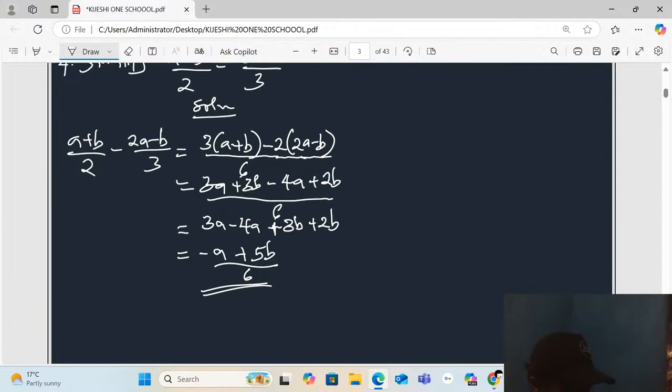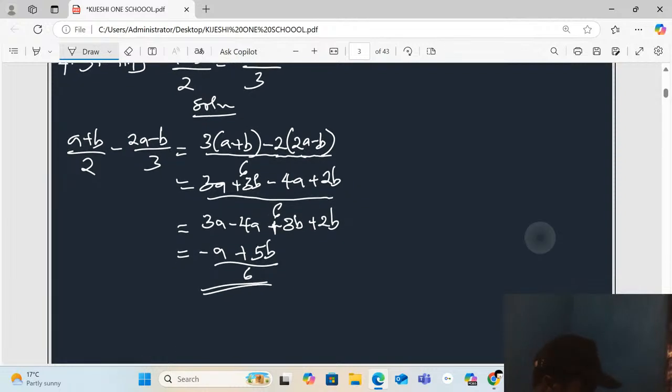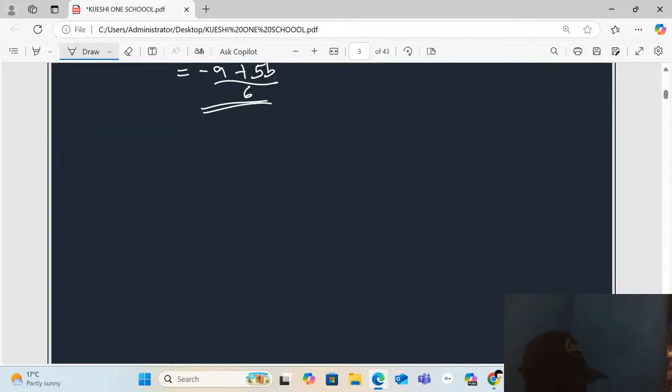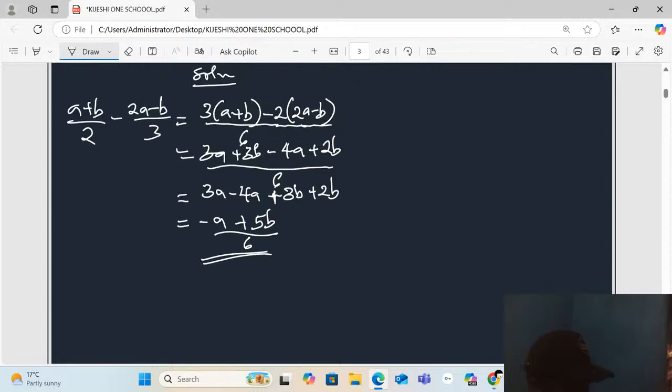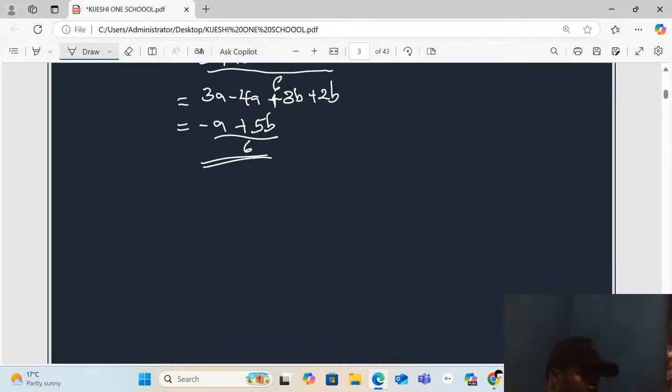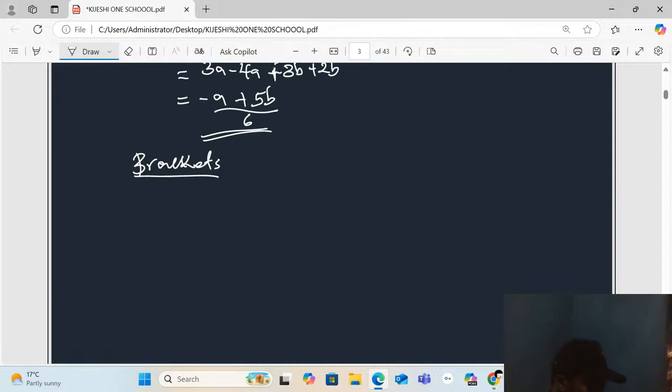Now, I want us to move to the brackets. That is algebraic expressions in brackets, how to solve them. So let's look at the brackets. When they're in brackets, how do we solve them? Look at these examples.